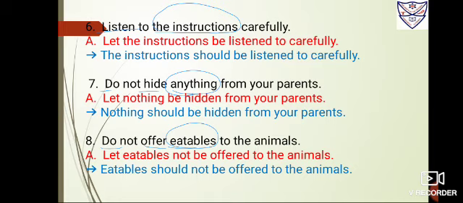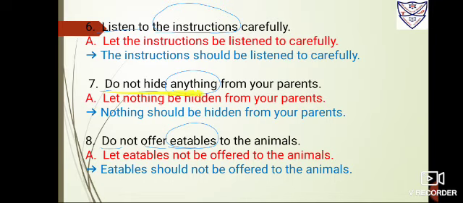Number 6, listen to the instructions carefully. Listen is the verb, so underline it. The instructions is the object, so we have to circle it. Now begin with let and the object then. So it is let the instructions be. Okay, be. Third form of verb listen is listen, listened, listened. So let the instructions be listened to carefully. Or you can have should. So it is the instructions should be listened carefully.